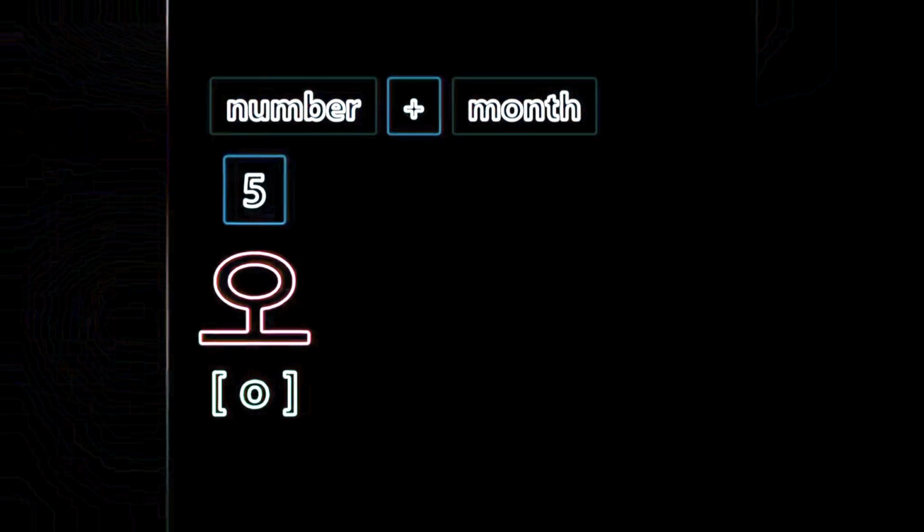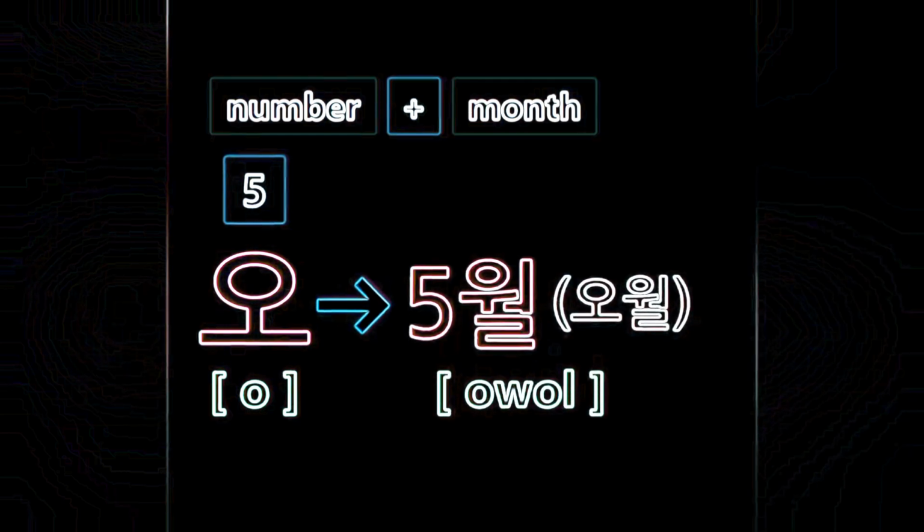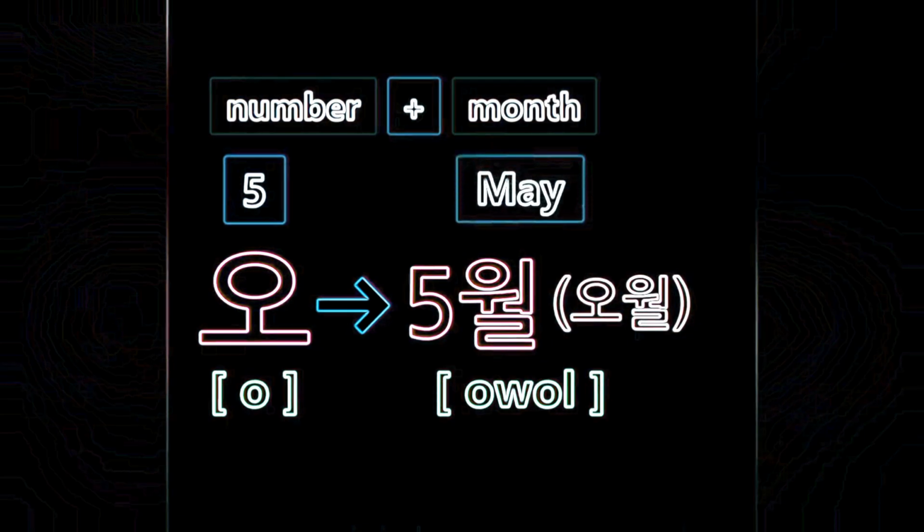The months use the format of the number plus month. For example, the number 5 in Korean is 오. If you add 월 to that, you get 오월. This is the word for May, which is the 5th month of the year.